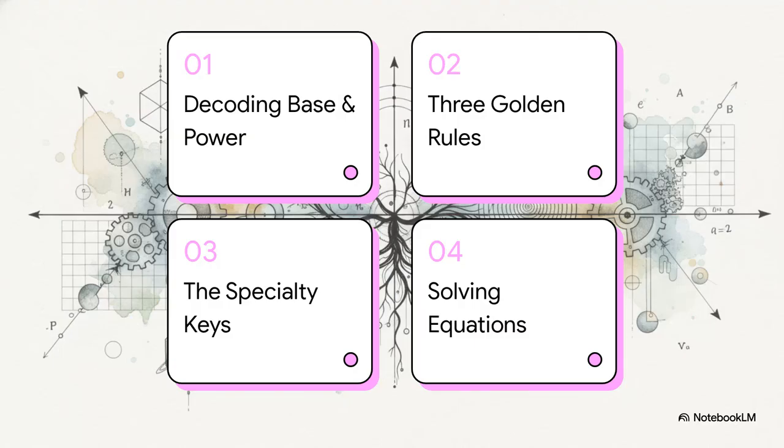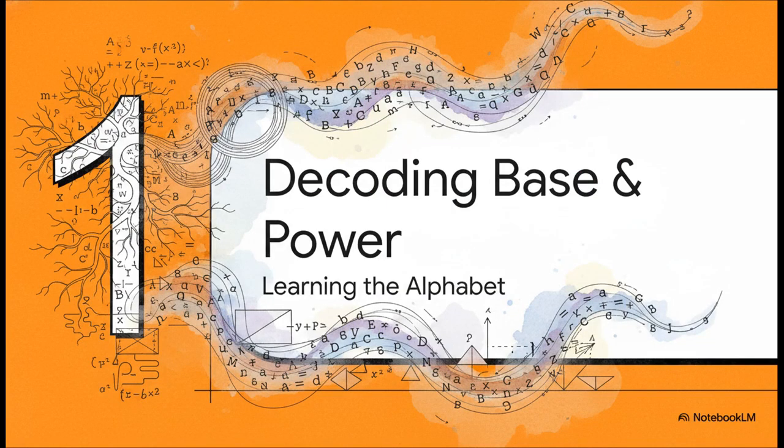So here's the game plan for this explainer. First up, we're decoding base and power. Then we'll dive into the 3 golden rules. After that, we'll unlock the specialty keys. And finally, we'll put it all together for solving exponential equations. Let's jump in. All right, kicking things off with section 1, decoding base and power.